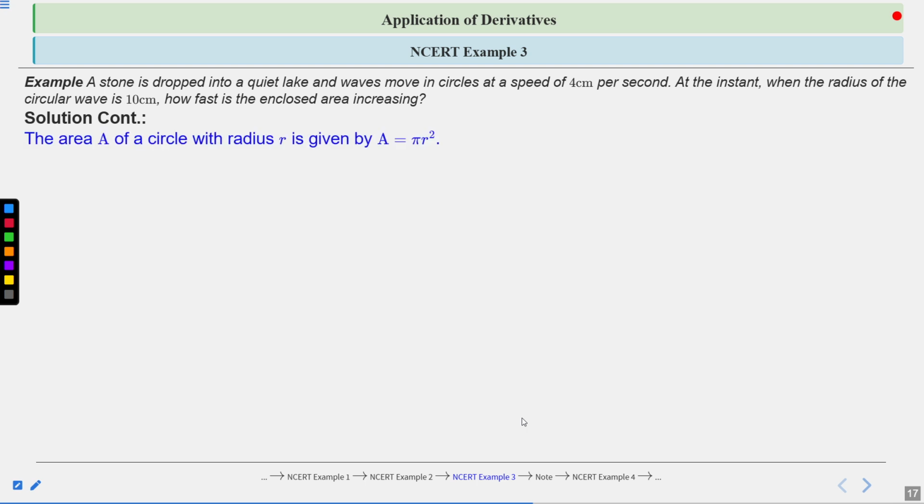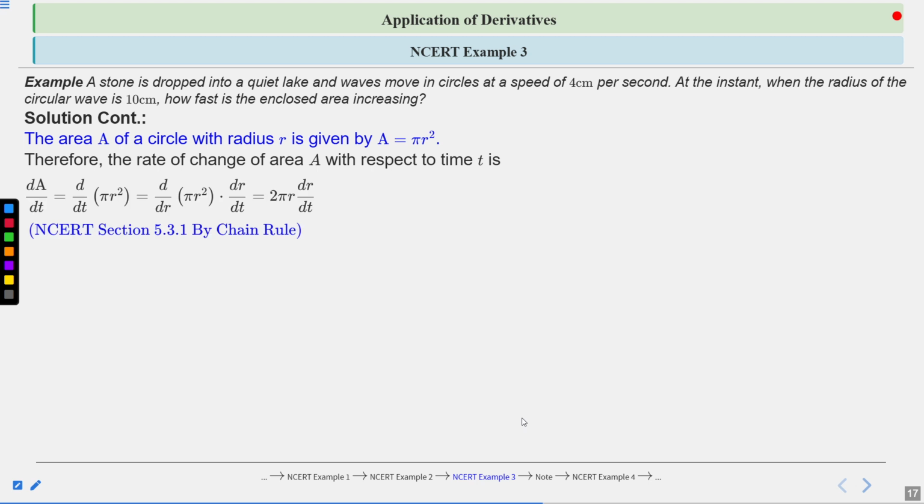Now the area A of a circle with radius r is given by A is equal to pi r square, right? Therefore, the rate of change of area A with respect to time t is dA upon dt equal to d upon dt of pi r square, which is equal to d upon dr of pi r square into dr upon dt, which is equal to 2 pi r dr upon dt. You can refer NCERT section 5.3.1, chain rule. We have applied chain rule here to calculate the derivative.